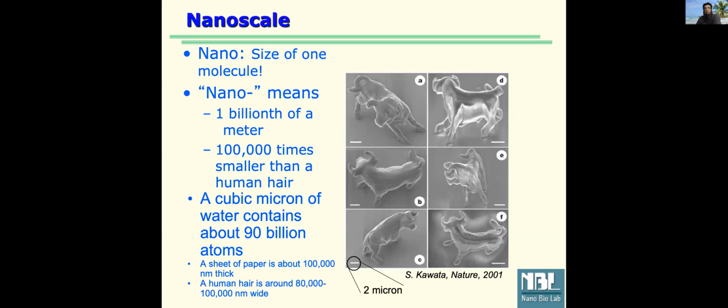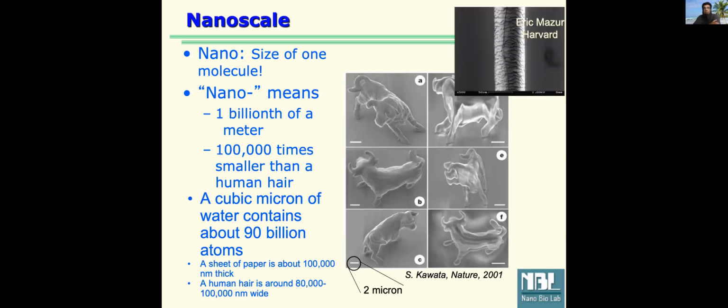Now, human hair, I said 80 to 100 micrometer. This is a real picture of human hair. And you can see in this picture, there's hair, which is the big thing, which has all these rough surface features on it. And then there is a carbon nanotube, which is placed on top of that. So nanomaterial is so much smaller than even human hair.